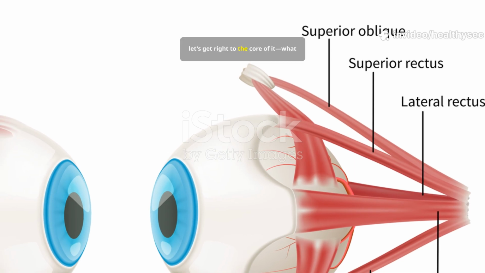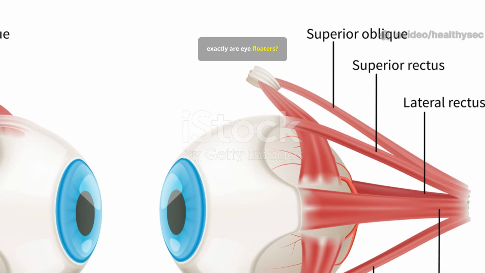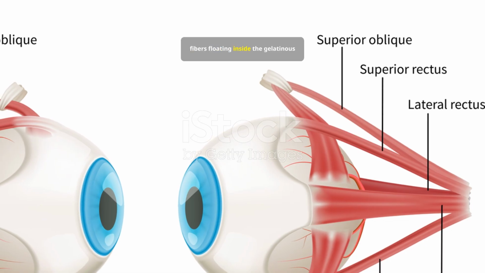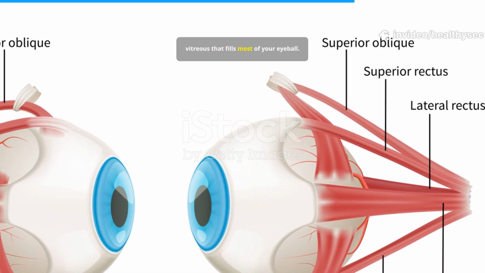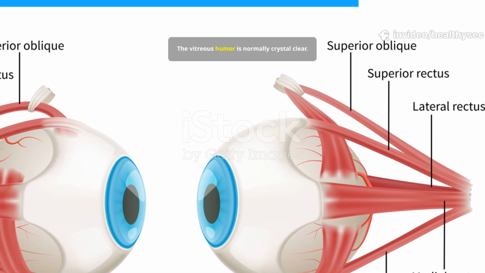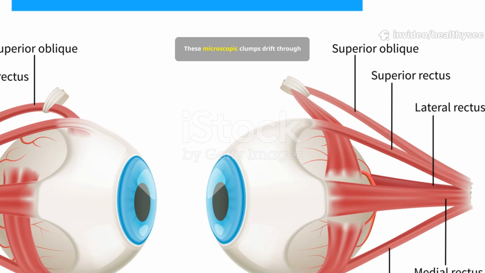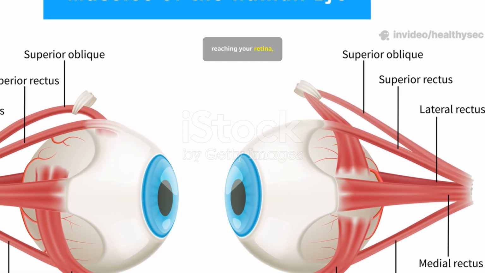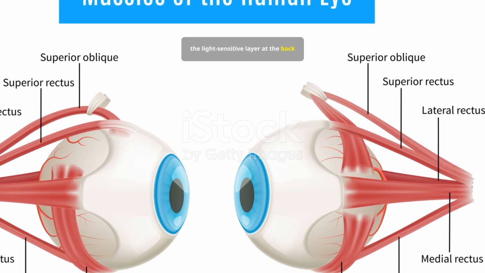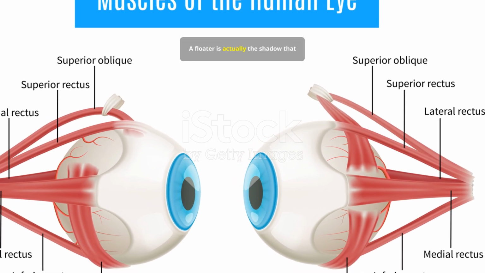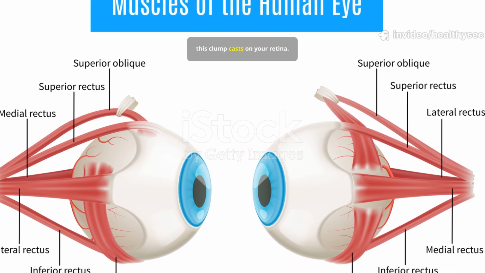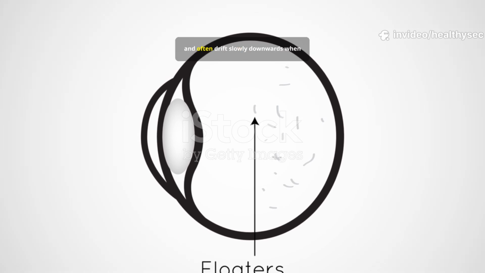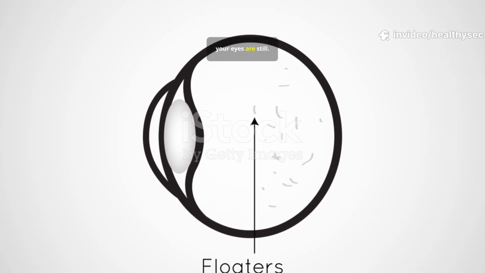So, let's get right to the core of it. What exactly are eye floaters? Imagine tiny clumps of cells or protein fibers floating inside the gelatinous vitreous that fills most of your eyeball. The vitreous humor is normally crystal clear. These microscopic clumps drift through the vitreous and block light from reaching your retina, the light-sensitive layer at the back of the eye. A floater is actually the shadow that this clump casts on your retina. That's why they move as you move your eyes, and often drift slowly downwards when your eyes are still.